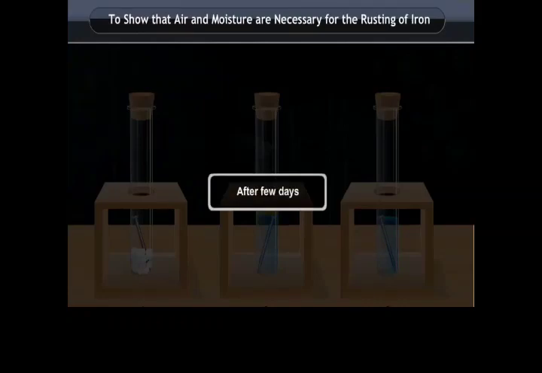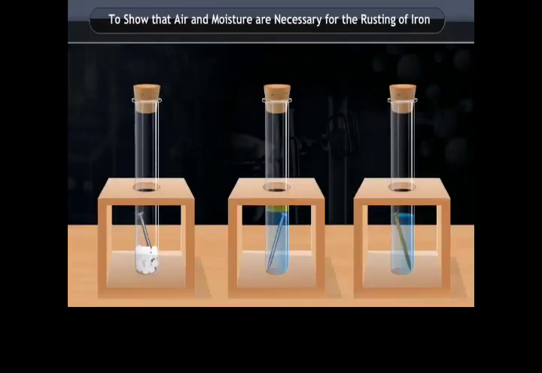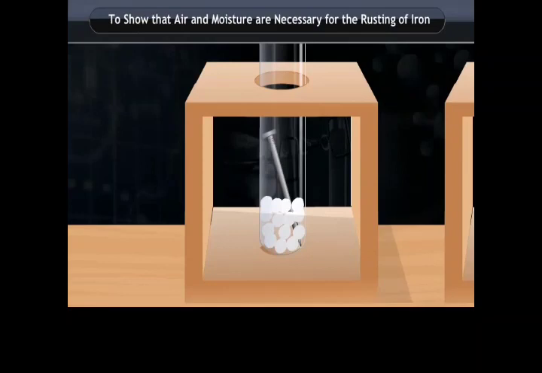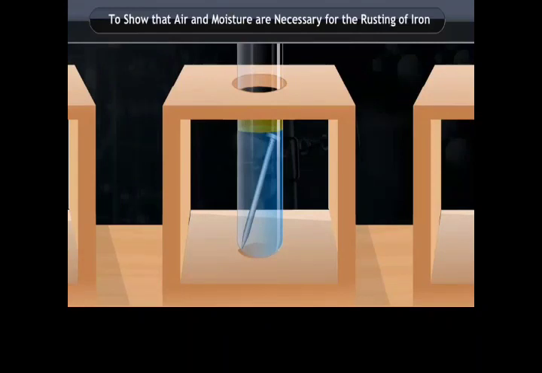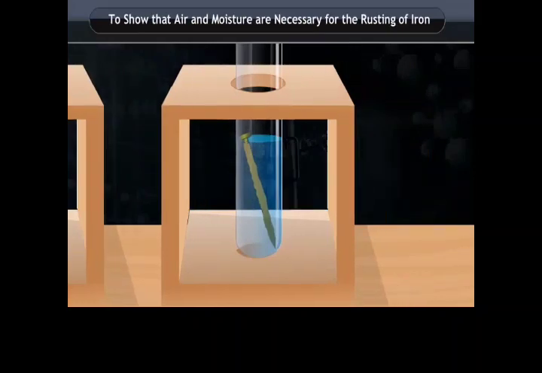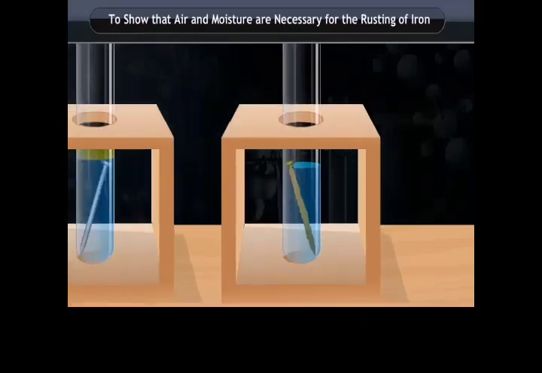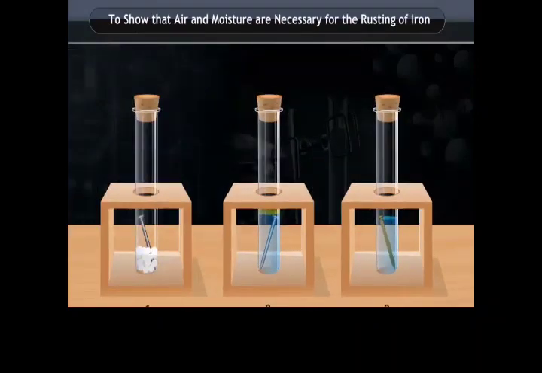You will observe that the nail in test tube 1 does not get rusted because it had only air and no water. The nail in test tube 2 does not rust because it had only water and no air. The nail in test tube 3 gets rusted because it had air and water. This activity shows that air and moisture are necessary for the rusting of iron.